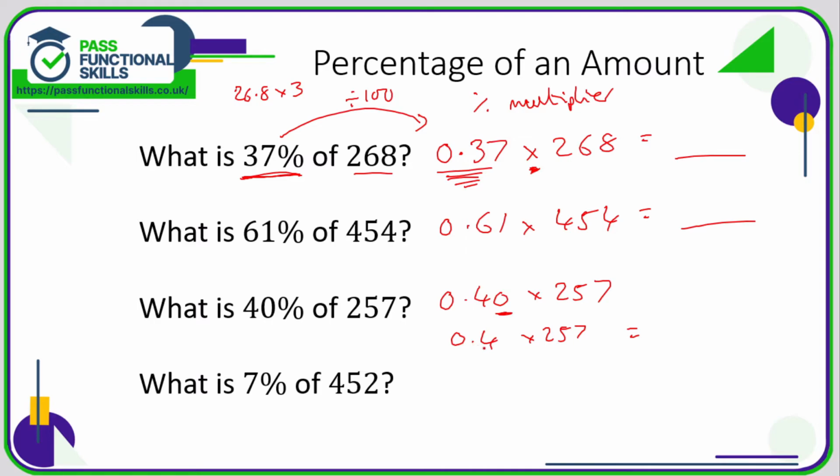Notice the 0.4, that is the percentage multiplier for 40%, not for 4%. 7%, the multiplier is 0.07 times 452. Remember, the percentage multiplier is this figure here divided by 100. It's not 0.7. As we've seen above, 0.4 is the same as 0.40, which is the multiplier for 40%. So 0.7, well, that's the same as 0.70. That's the multiplier for 70%, whereas 0.07 is your multiplier for 7%. So be really careful with single digit percentage amounts and make sure you stick in that 0 there.